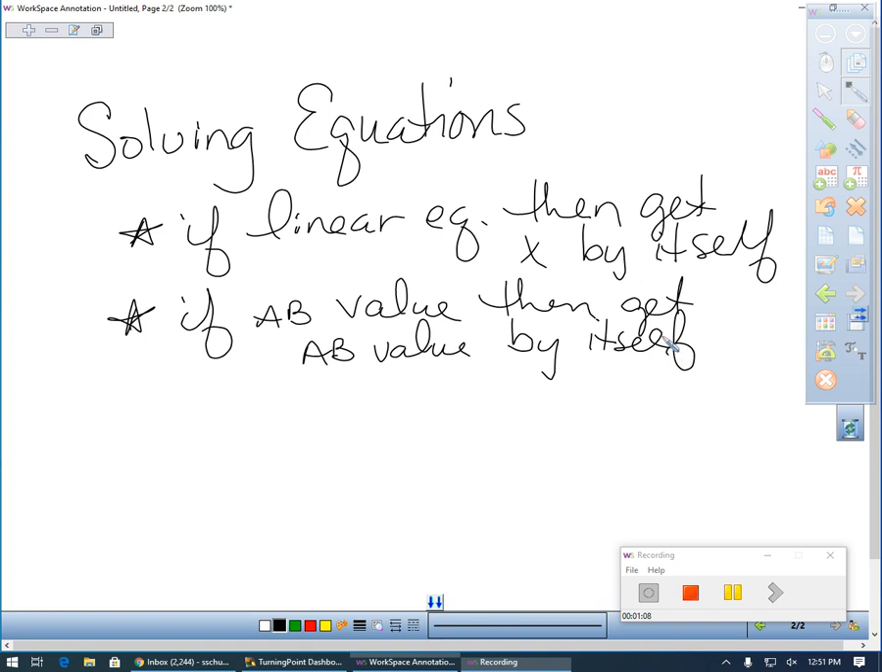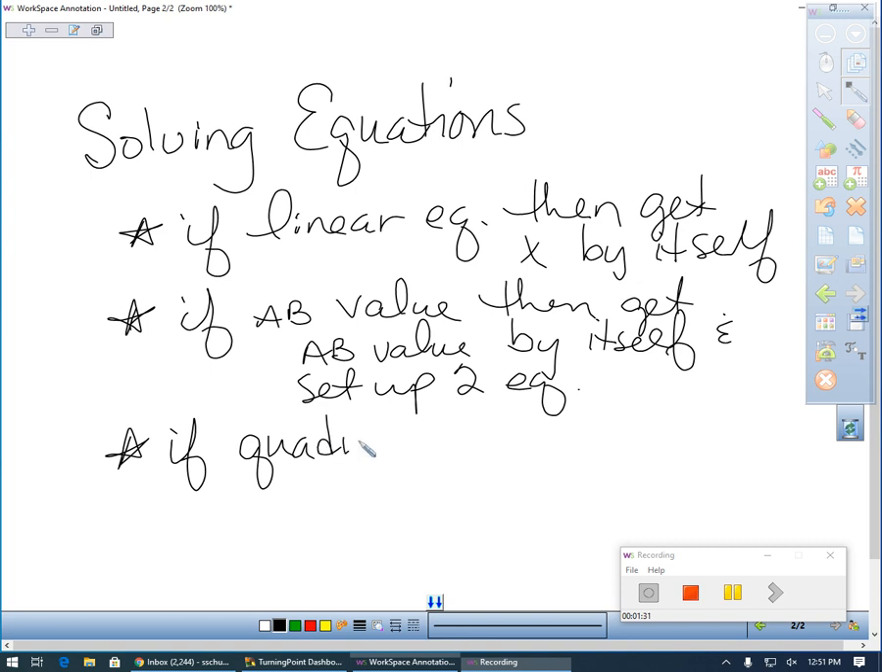Get the absolute value by itself and set up two equations. All right. So that's if they're linear or absolute value. If it's quadratic, which means, if I say it's quadratic, what does that tell you about the power on x? What is it? Quadratic means 2. Very good.